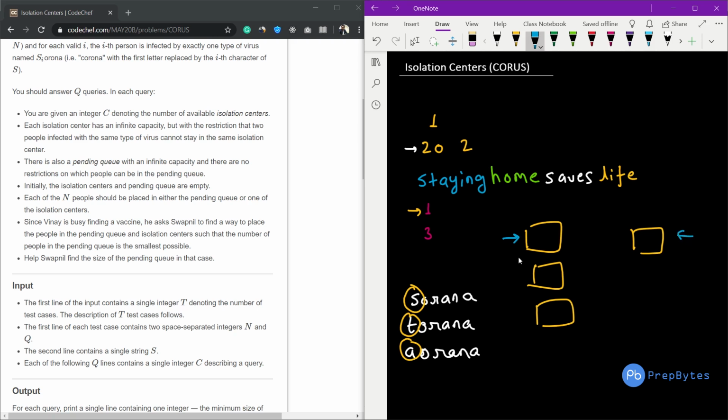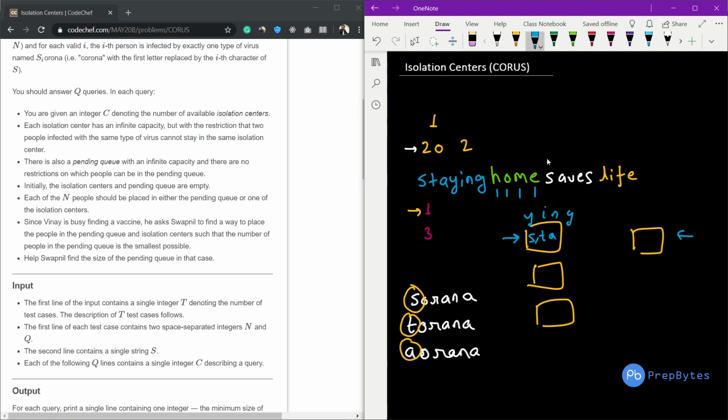Is there any person with Sorona virus inside the isolation center? No, so we can insert it. Is there any person with T? No, so we can insert it. Is there any person with A? No, so we can insert it. With A also. Then for Y also we can insert, for I also, for N also, for G also, similarly for H also, then O, then M, then E.